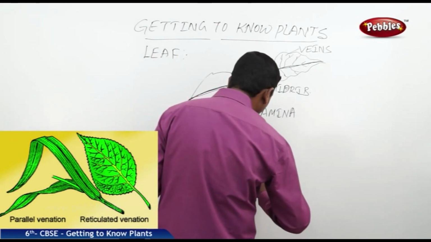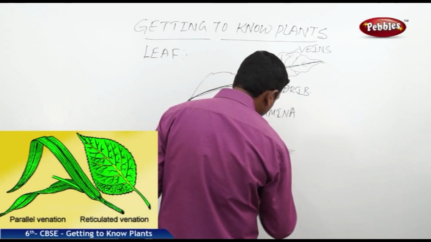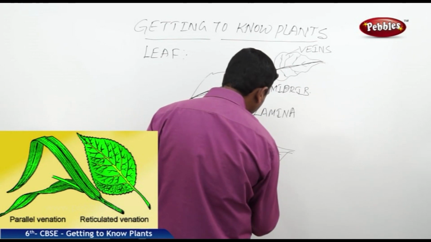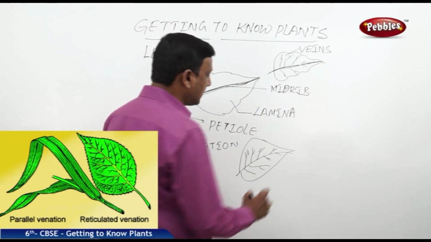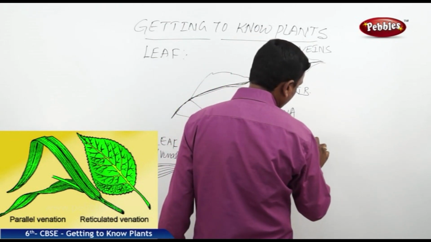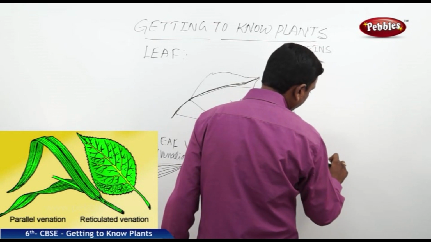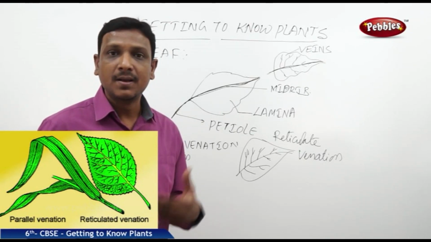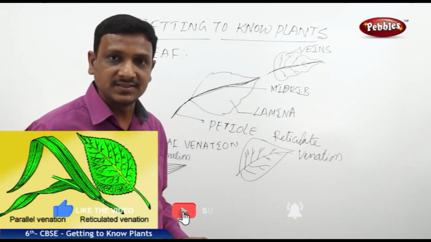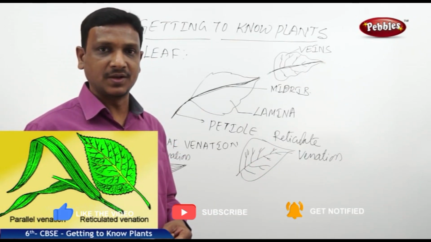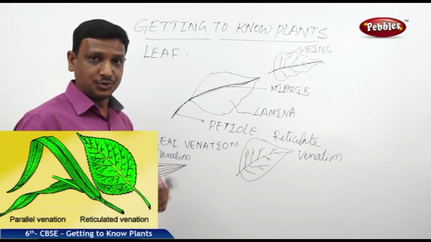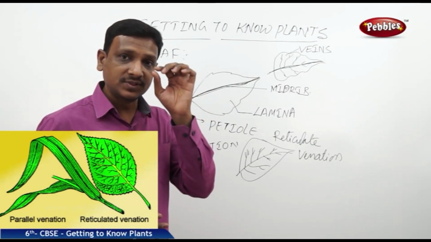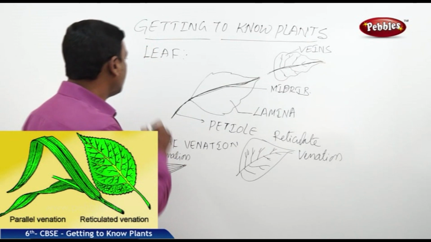In the second case, here you find a leaf. In the leaf, you will find veins, subveins and veinlets. So there is a branching. This is called reticulate venation. Reticulate venation is seen in trees like peepal tree, banyan tree, mango, guava. In all these cases, we find reticulate venation. Okay, so this is all about the appearance of the leaf. And you know one more thing, that the leaf consists of chlorophyll, and it also consists of small pores on the underside of the leaf called stomata.